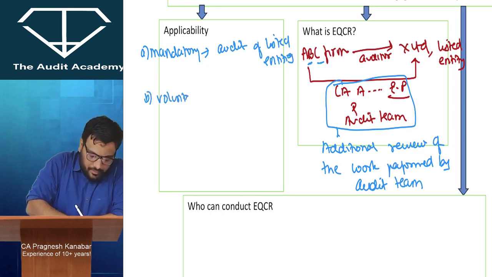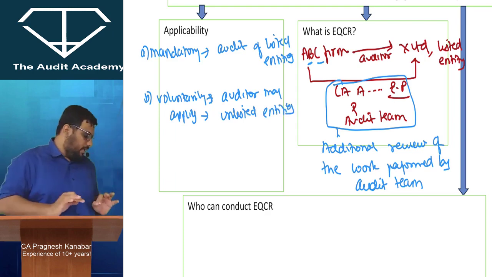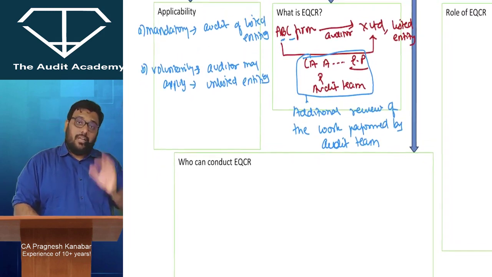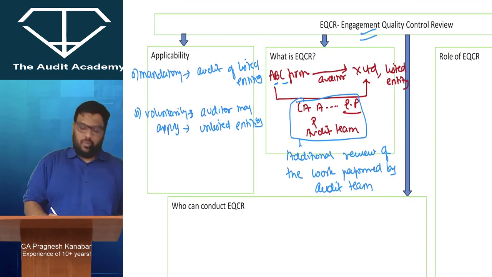Voluntarily, an auditor may apply it in case of unlisted entities. But the $1 million question is, who can conduct this engagement quality control review?